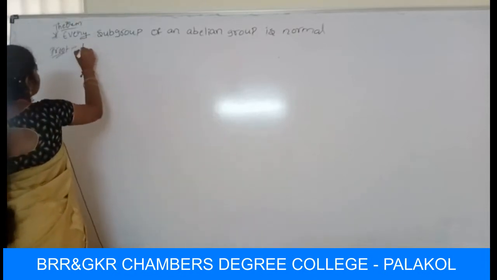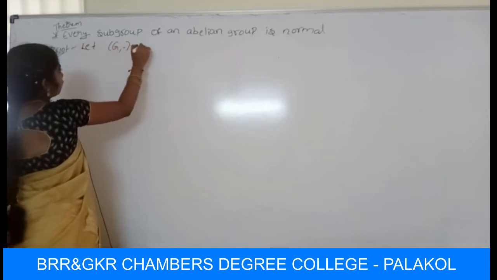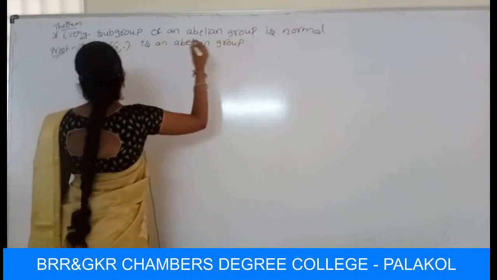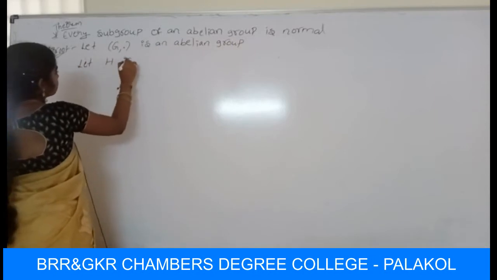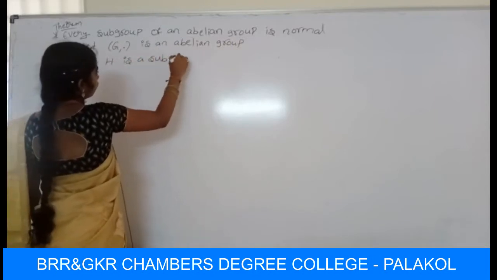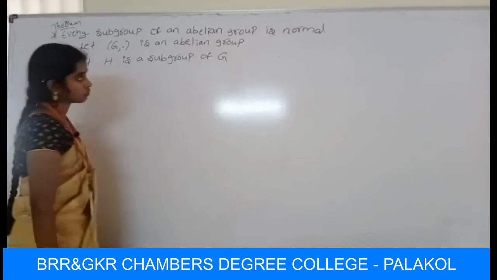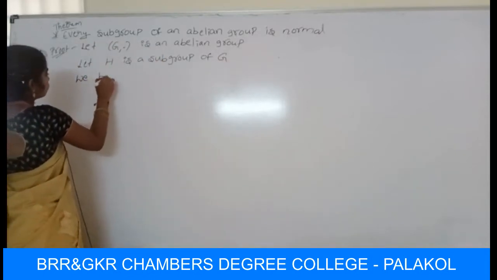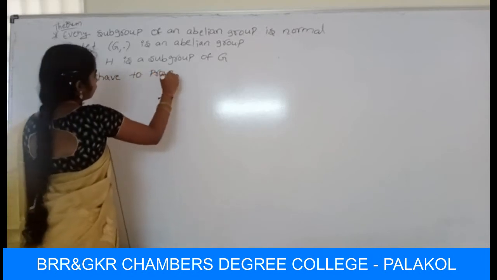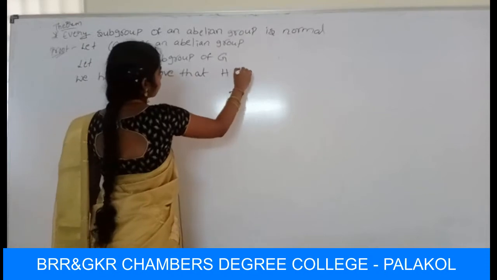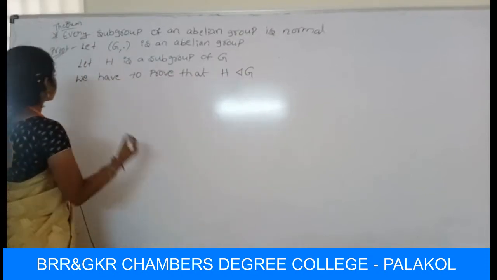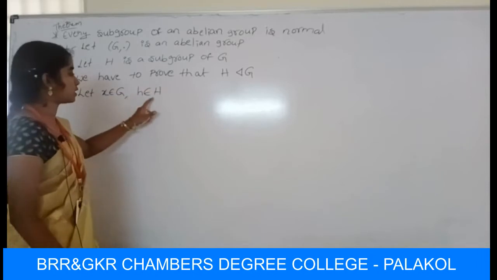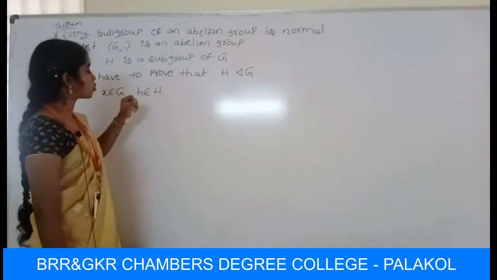So first of all, given that Z with the operation dot is an abelian group, and let H be a subgroup of Z. So we have to prove that H is a normal subgroup of Z. So let X belong to Z, h belong to H. Z is a group, H is a subgroup.